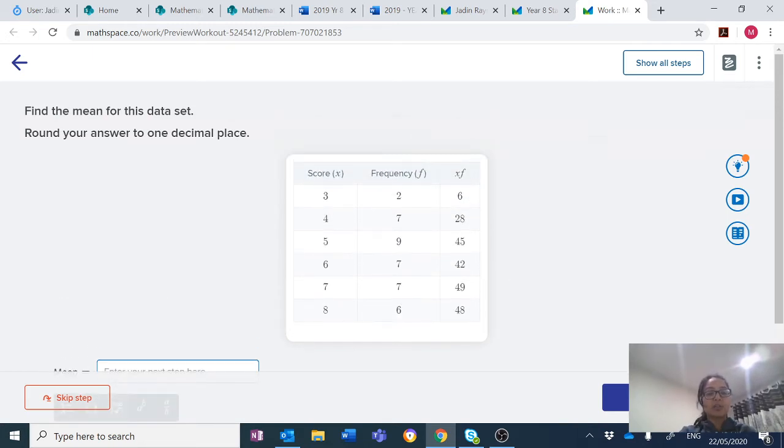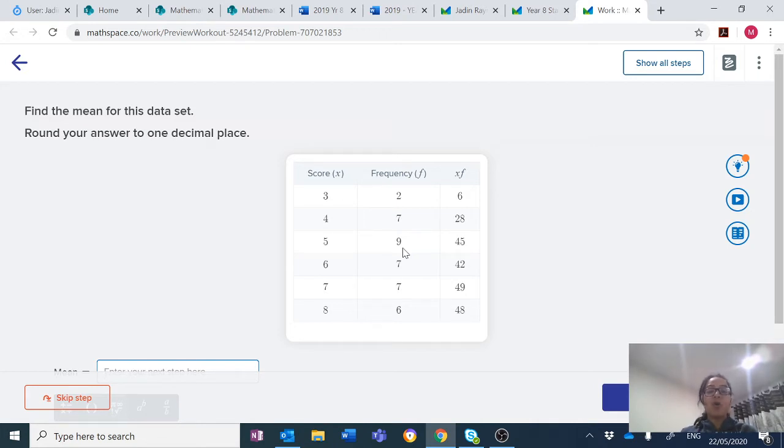Now, you can see the question here. It says you need to find the mean for this data set, and you need to round your answer to one decimal place. Very important. I'll repeat myself. You need to round your answer to one decimal place.